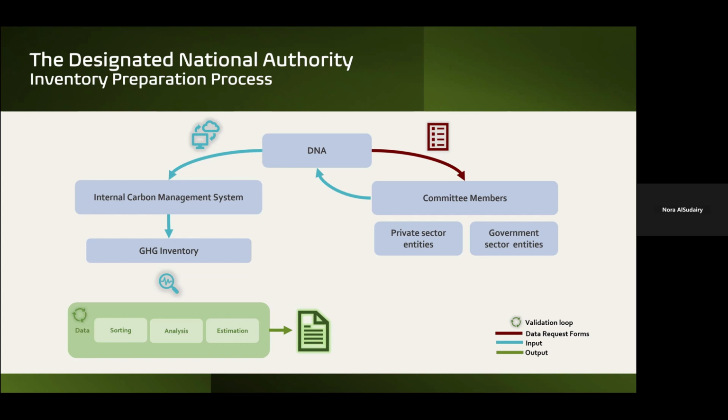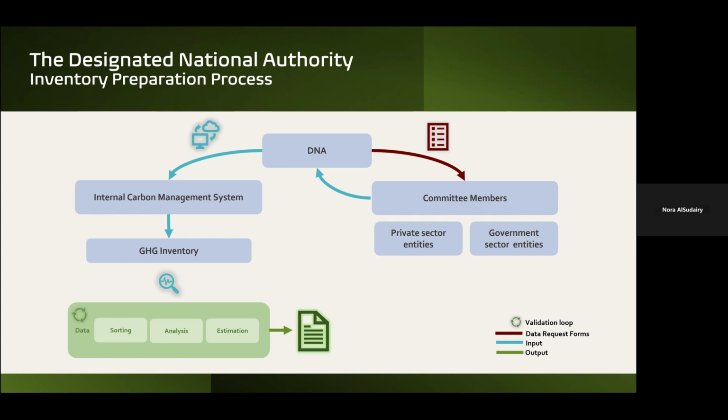After we collect the data, we systematically tabulate it, which means organizing the data in accordance to categories consistent with IPCC guidelines, allowing us to perform initial checks for data completeness, data accuracy, and data consistency across all sectors.